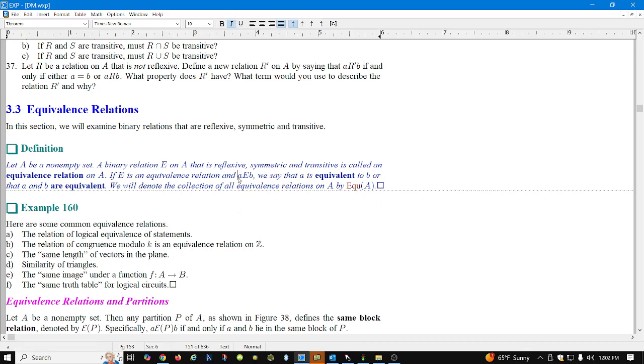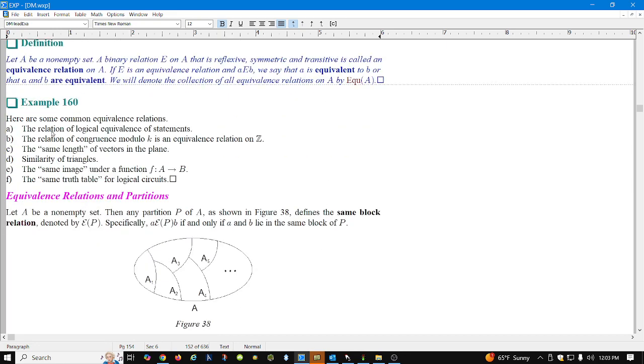And when A is related to B under an equivalence relation, we can say that A is equivalent to B, or because of symmetry, that A and B are equivalent. I'm going to denote the collection of all equivalence relations on A by EQU of A.